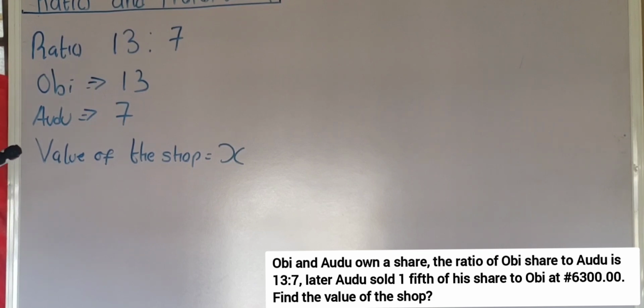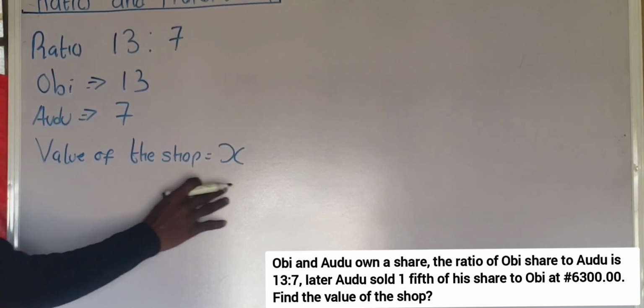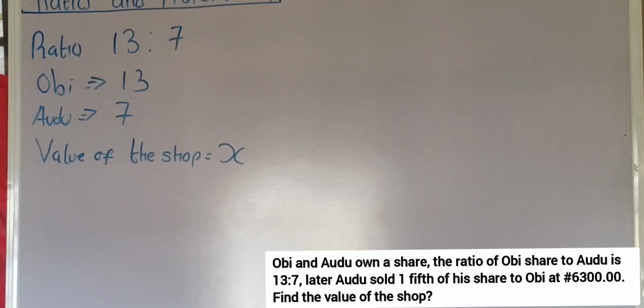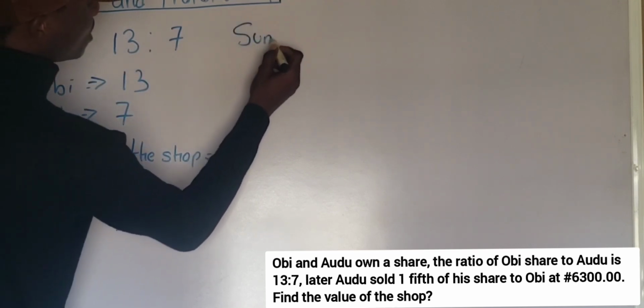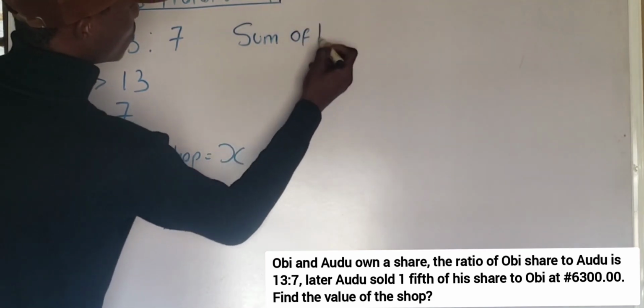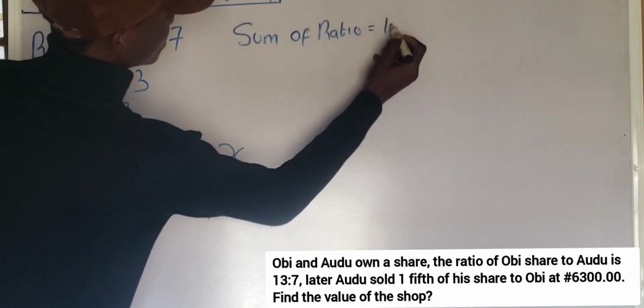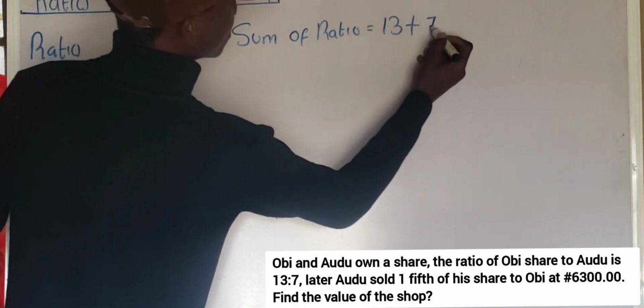Please, I want you to pay attention. Let the value of the shop be equal to x. Now back to the information. We are told that Audu sells 1/5 of his share to Obi for 6,300 naira. Now, if the value of the shop is x, don't forget that both Obi and Audu share this value. Now, let us determine the individual share. To determine the individual share, we have to first sum the ratio. 13 plus 7 is equal to 20.